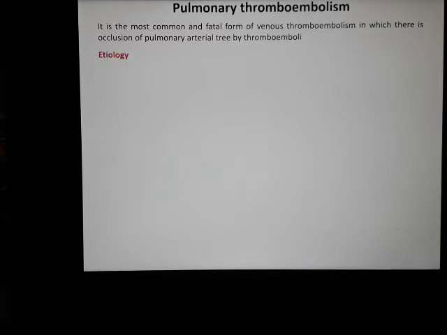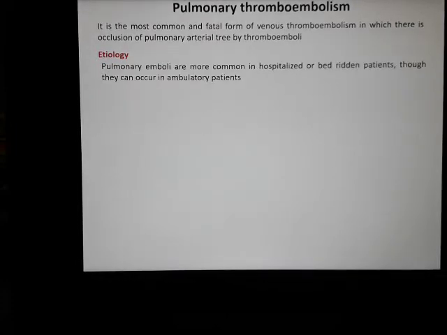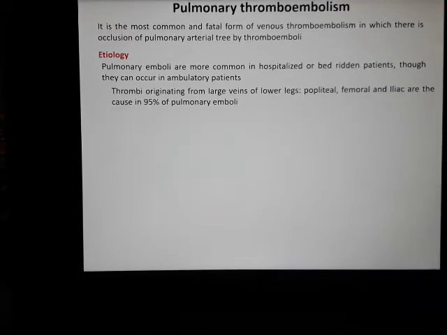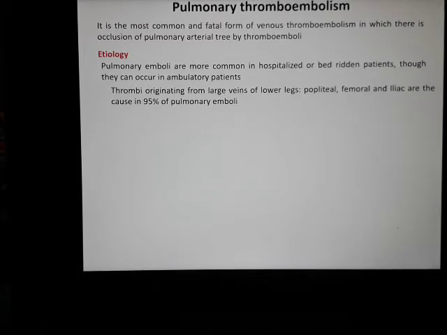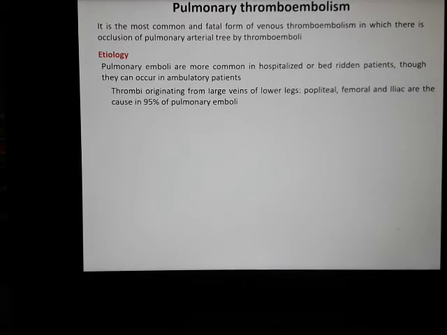Then what are the causes of this pulmonary thromboembolism? Pulmonary embolism is found more commonly in hospitalized or bedridden patients, though it can also occur in ambulatory patients, but it is most common in hospitalized or bedridden patients. Then what are the causes? The thrombi originating from the large veins of the lower legs, that is the popliteal vein, femoral vein and iliac vein, are the cause of 95% of pulmonary emboli.